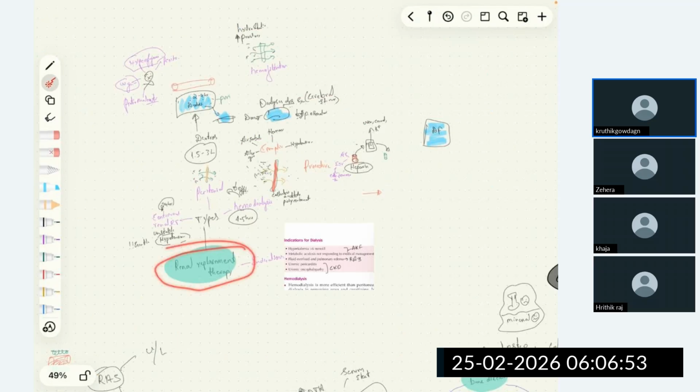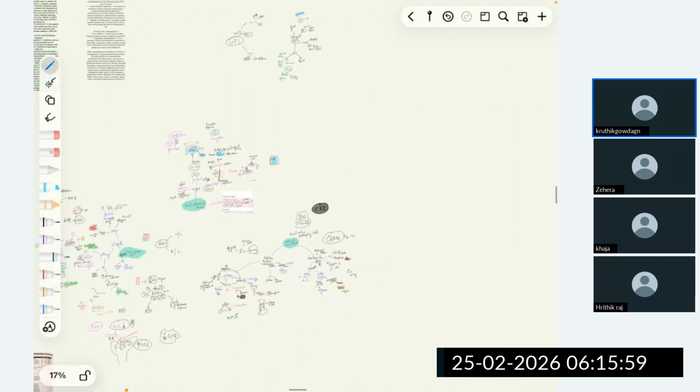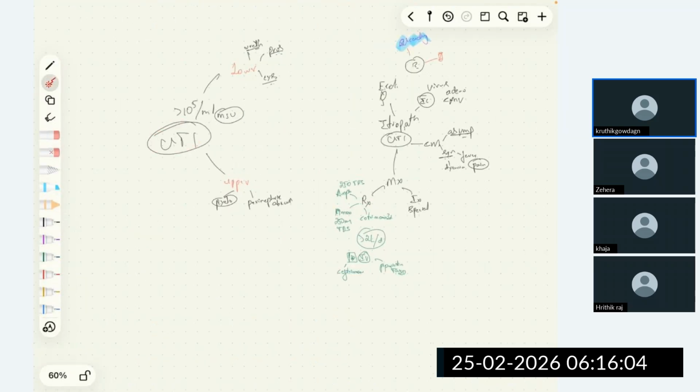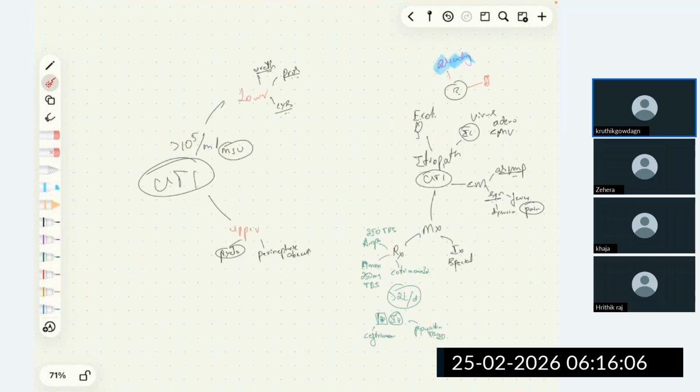We saw indications, and then hemodialysis, peritoneal dialysis, and continuous renal replacement therapy. Urinary tract infection: it's the infection occurring anywhere from the kidneys to the urethra. The definition: on urine culture, if there is more than 10 to the power of 5 colony forming units per ml in the midstream urine, it is called UTI, urinary tract infection.